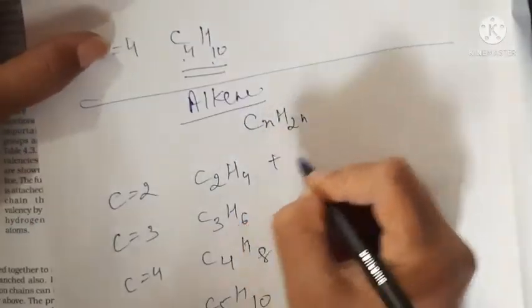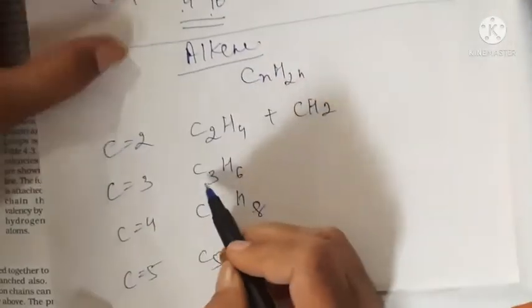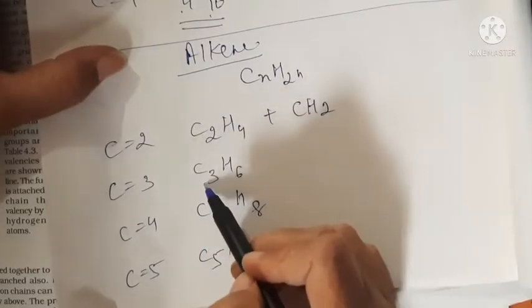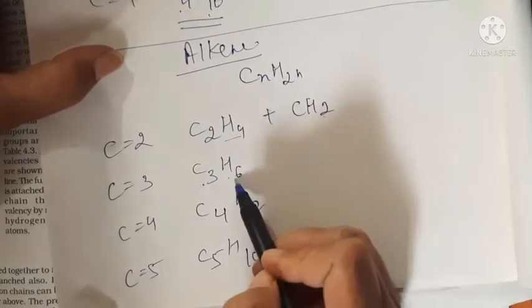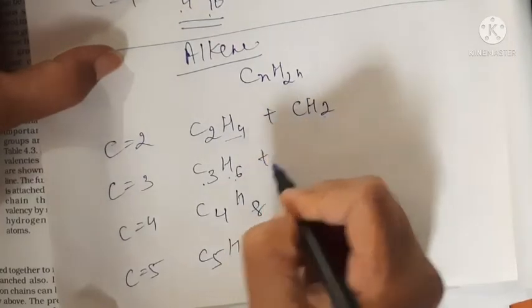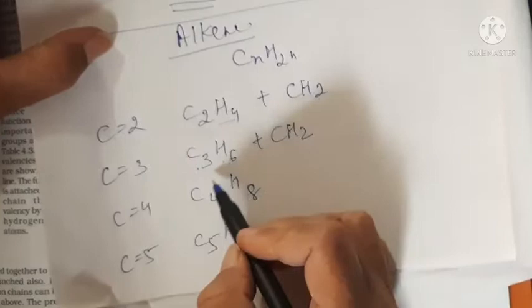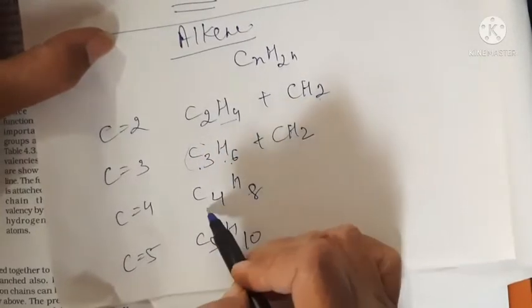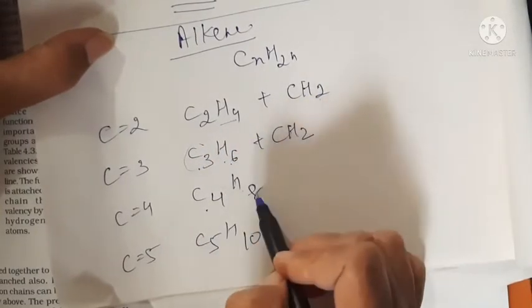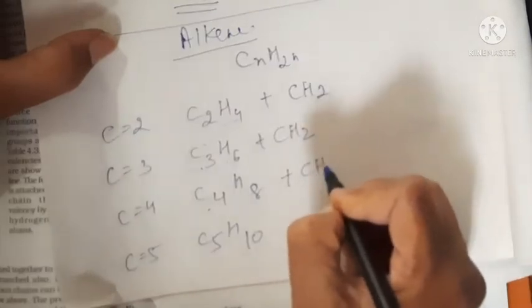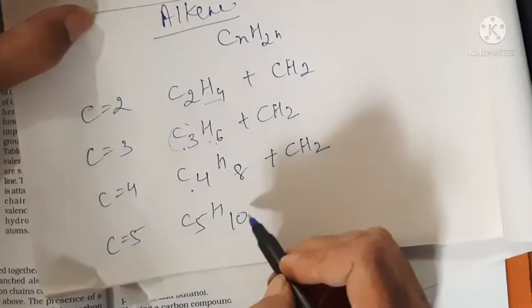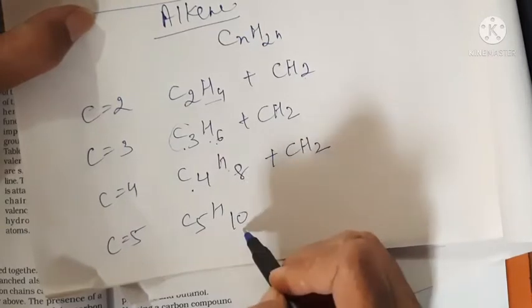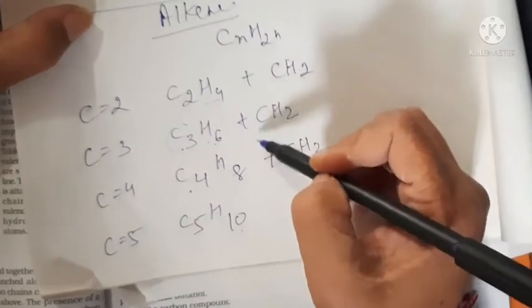Now here if you add CH2, what will you get? C3, because there are 3 carbon atoms, and how many hydrogen? 4 hydrogen plus 2 hydrogen, C3H6. Here if you add CH2, again what will you get? How many carbon atoms are there? 4. How many hydrogen are there? 8. Here again if you add CH2, what will you get? C5H10. 8 plus 2, 10. So here also the hydrocarbons differ from each other by CH2.